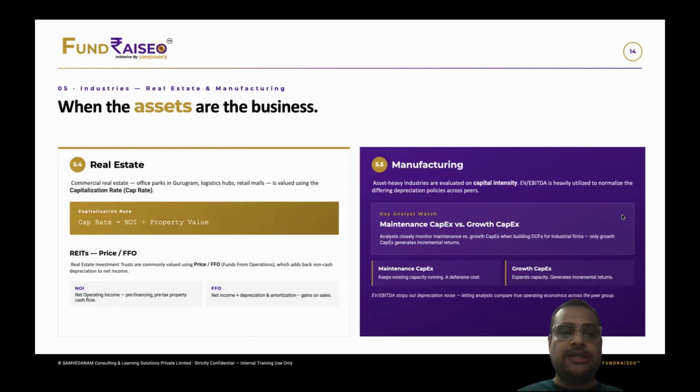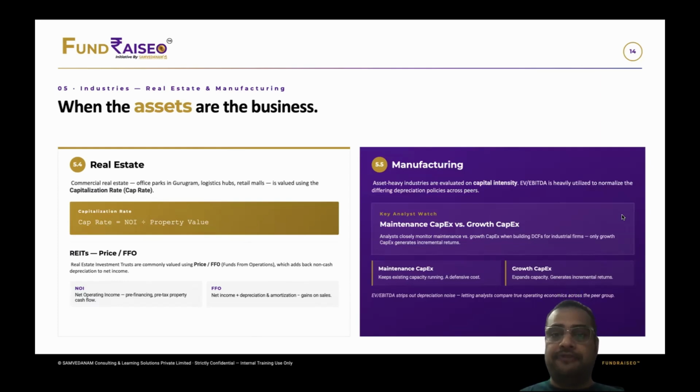Now, REITs, which are nothing but real estate investment trusts, are commonly valued using price by FFO, which is your funds from operations, which adds back all the non-cash expenses such as depreciation to the net income. So commercial real estate is valued on capitalization rate.